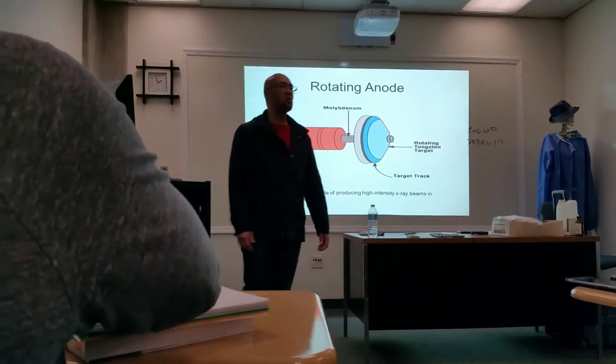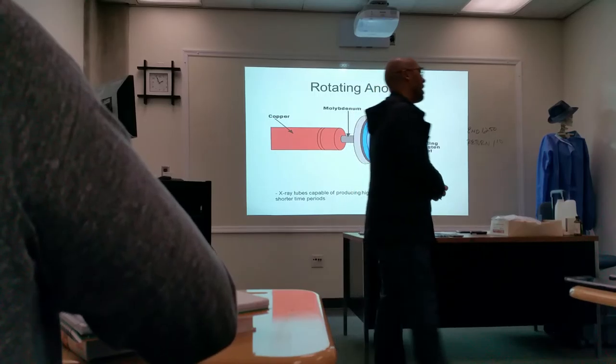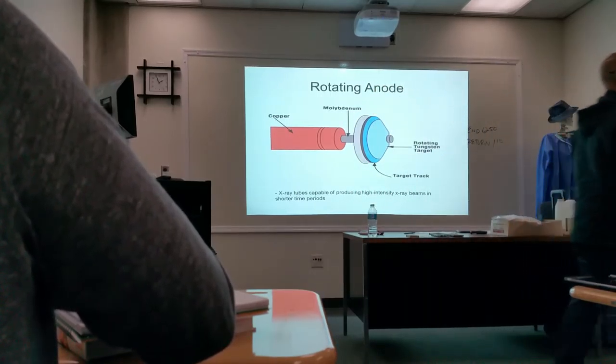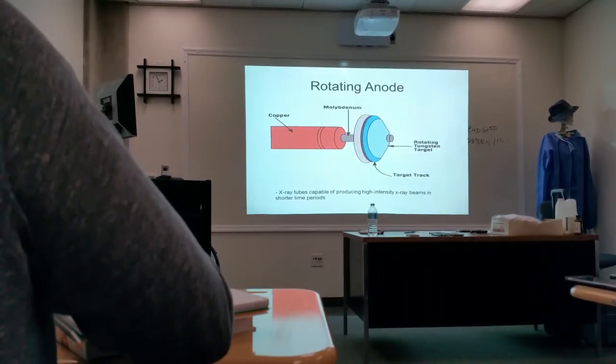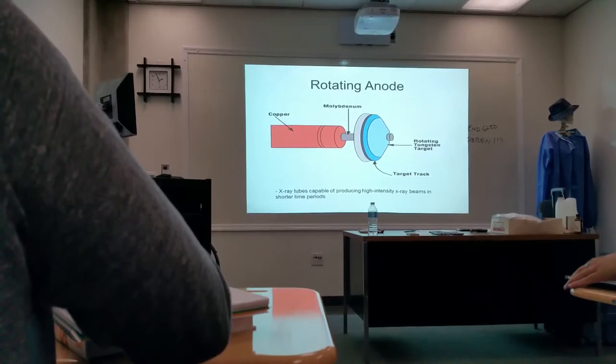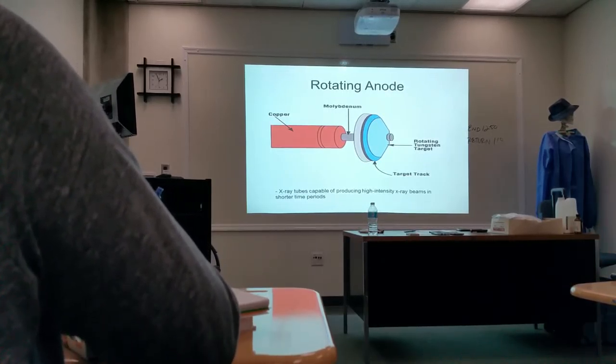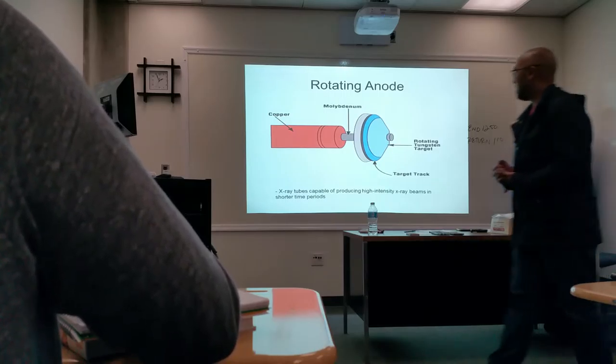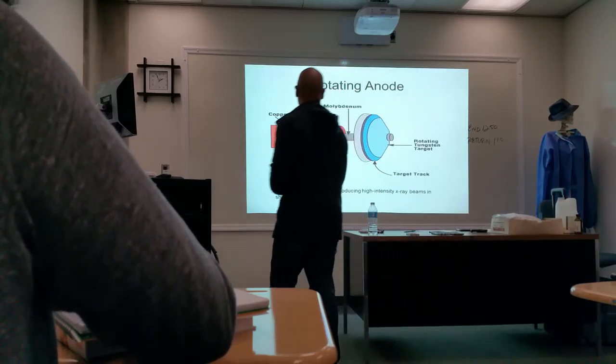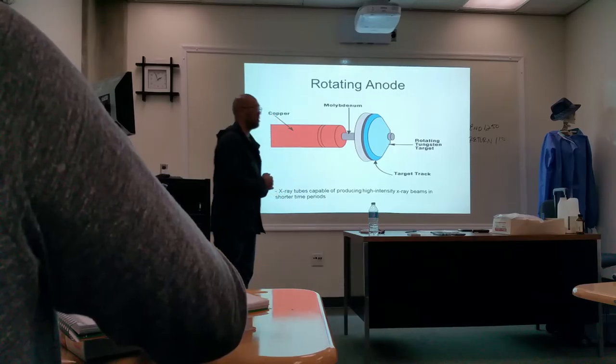This is what's known as a rotating anode. Now with a rotating anode, you're going to find this with more sophisticated types of equipment utilizing higher energy. So this is typically what you're going to find in an X-ray department. These are X-ray tubes capable of producing high-intensity X-ray beams in shorter time periods.